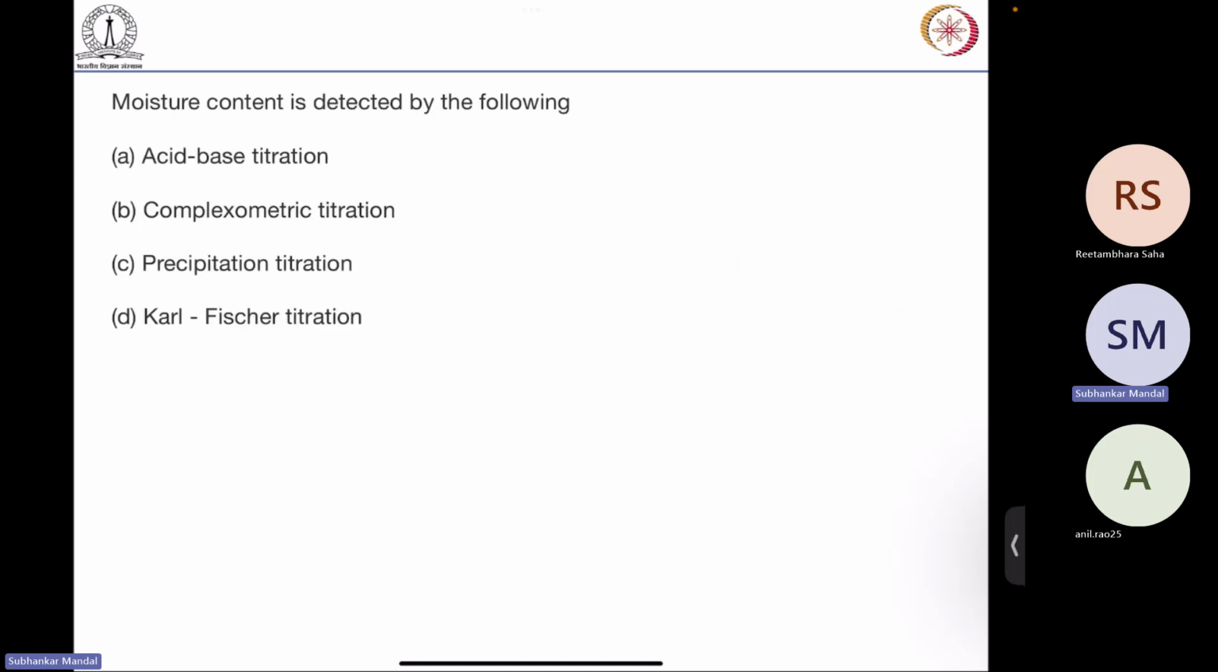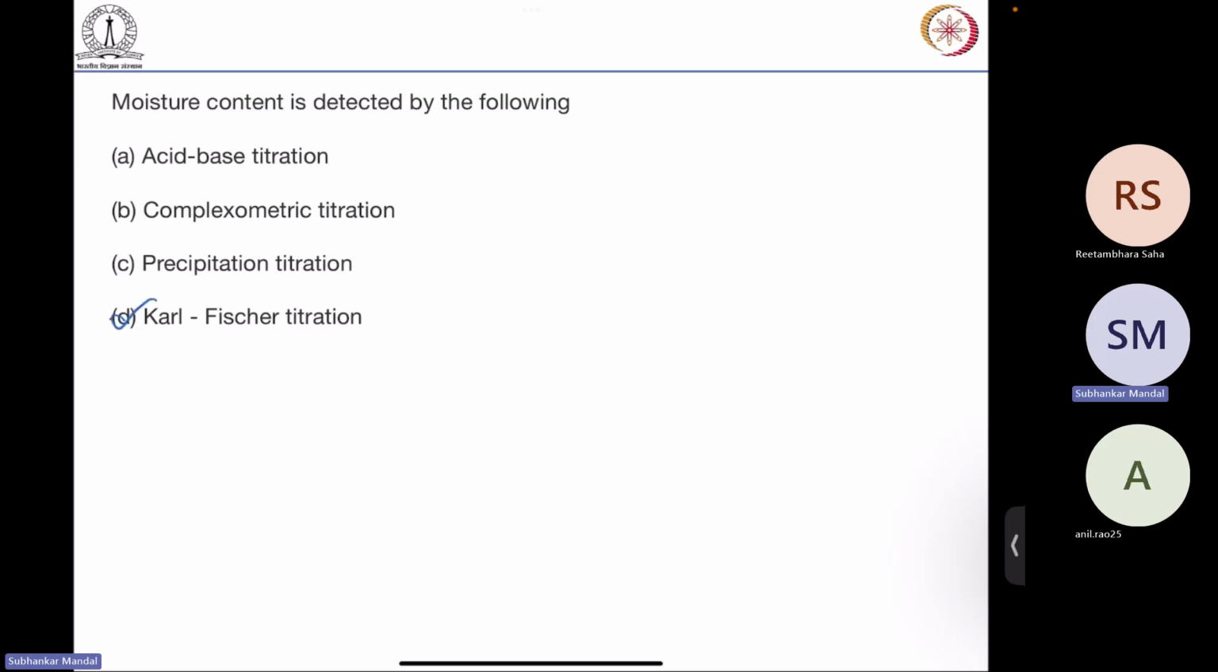Moisture content is detected by which of the following: acid base titration, complexometric titration, precipitation titration, Karl Fisher titration? Which one will it be? It is quite easy. Can anyone tell? Everyone should tell this question. Yeah, all people are telling Karl Fisher titration.